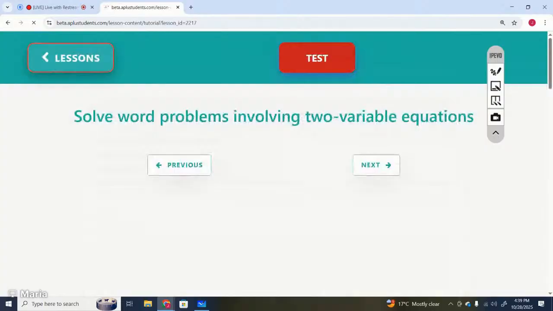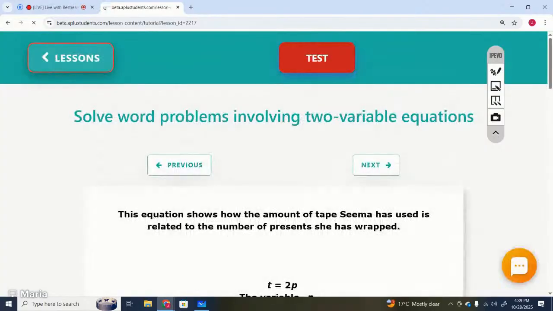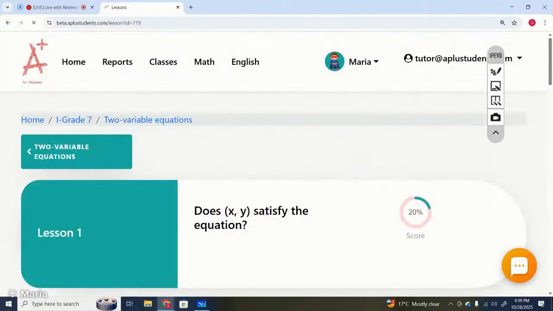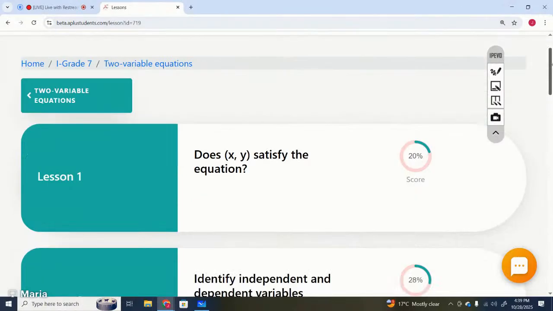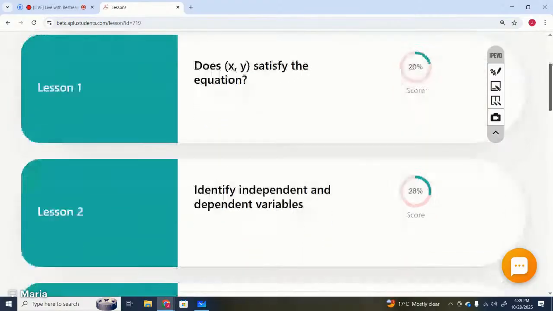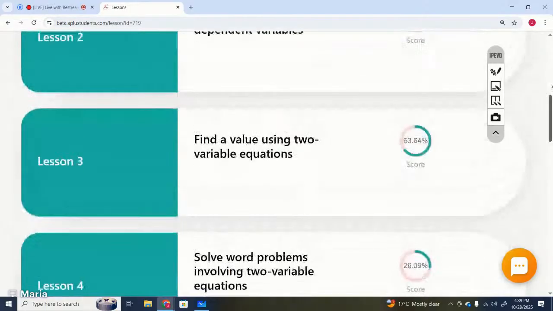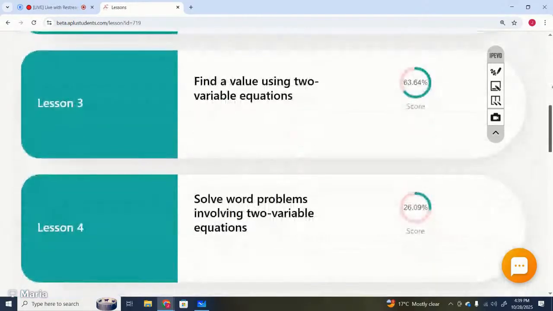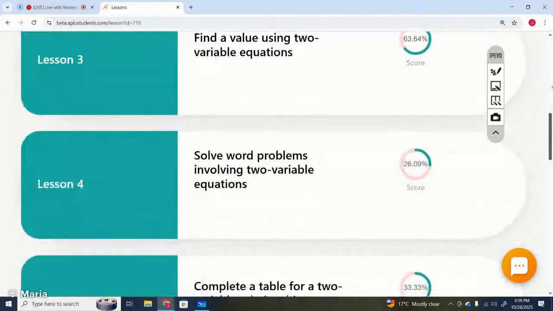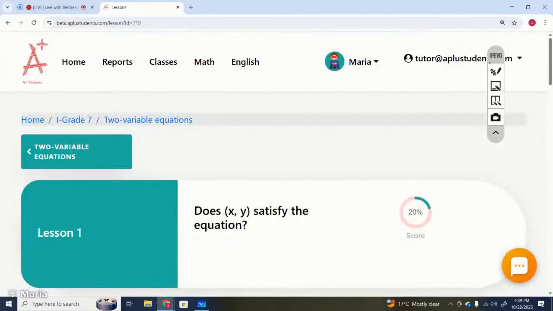Okay, you can complete the lesson by yourself later today. So we were working on grade 7 math. The chapter we were working on is two variable equations. The lessons we have covered today are: does xy satisfy the equations? Identify independent and dependent variables. Find a value using two variable equations. Solve word problems involving two variable equations.